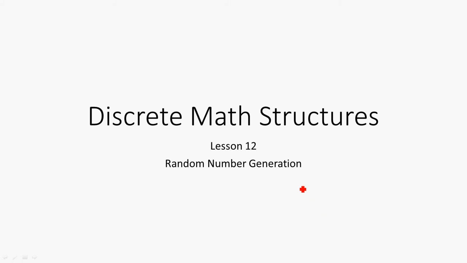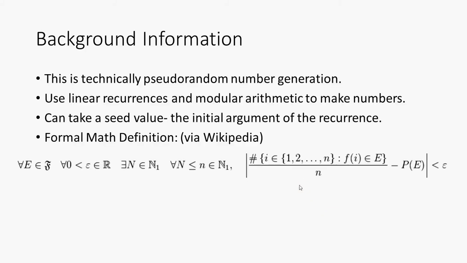This is lesson 12. Today we're talking about random number generation. So this is some background information. This process that we're going to talk about is actually called pseudo-random number generation. That's not completely random because we have a sort of process to go about doing this. So it's not random by definition.